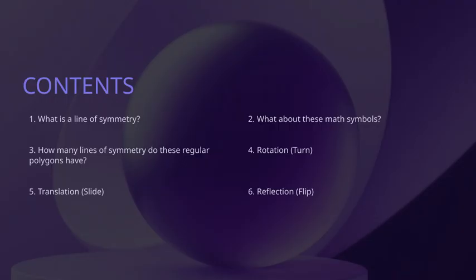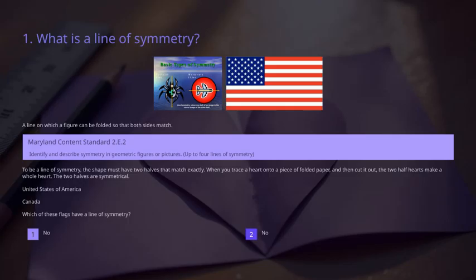Throughout this presentation, understanding these concepts will help us see how shapes relate to one another and how symmetry plays a key role in geometry. Let's talk about what a line of symmetry actually is. It's a line on which you can fold a figure, and both sides will match perfectly. Imagine folding a paper shape so that both halves line up exactly. That's what we call symmetry.